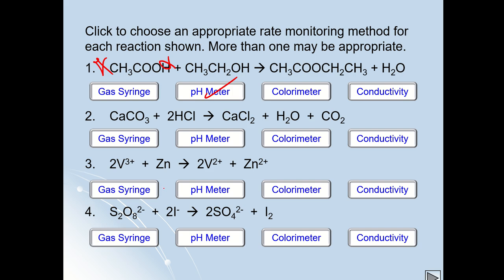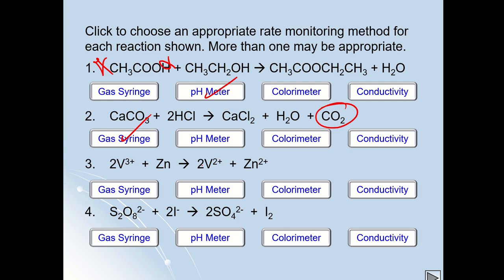Second one, you can use a gas syringe, I think. Hopefully most of you will pick up on that. Carbon dioxide is being made. There's no gases on the left, so you're making carbon dioxide. You could have used loss in mass. In fact, this is what you would have done at GCSE, where you did exactly that. You used loss in mass because the carbon dioxide will leave the reaction flask, and it's quite a heavy gas too, so you can easily measure the change in mass.